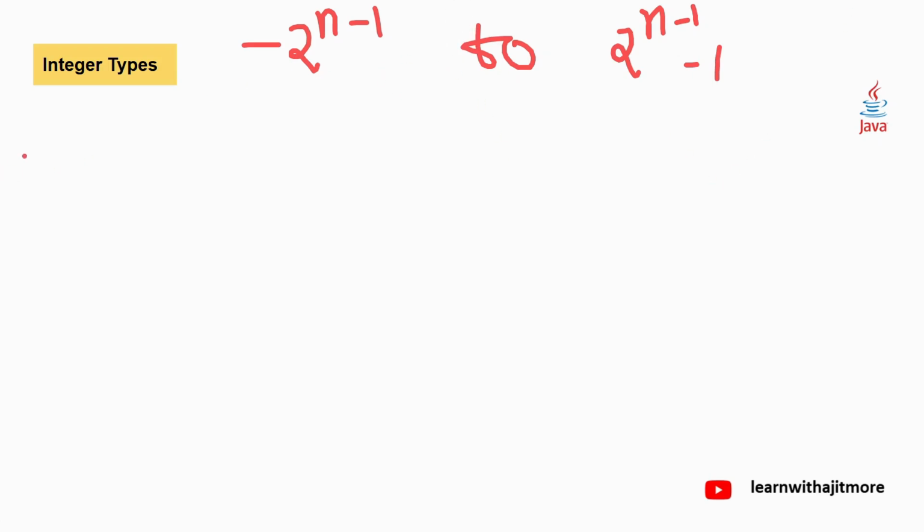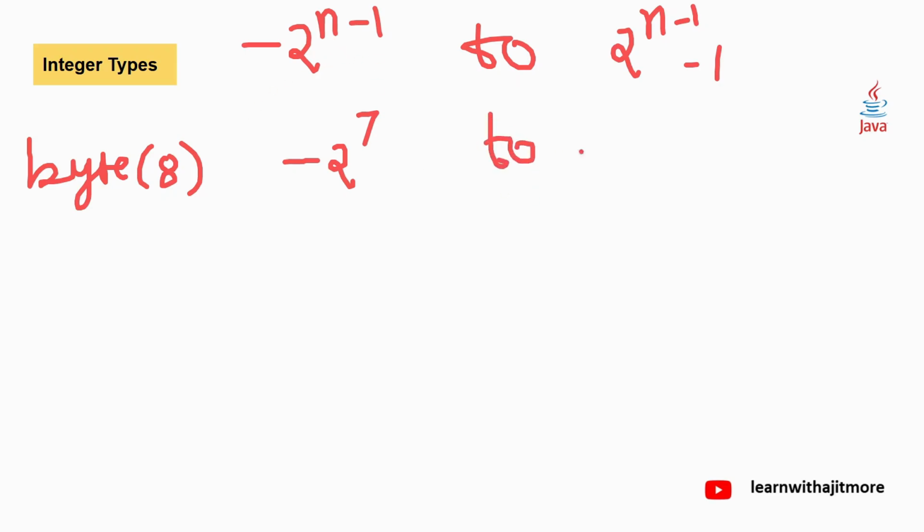Okay, so in the integer category, we have 4 data types. One is byte, which is 8-bit. As it is 8-bit, what will be the minimum value? 2 raised to 7, because n is 8 now. So 8 minus 1 is 7. 2 raised to 7 minus 1. Okay, I can justify this also.